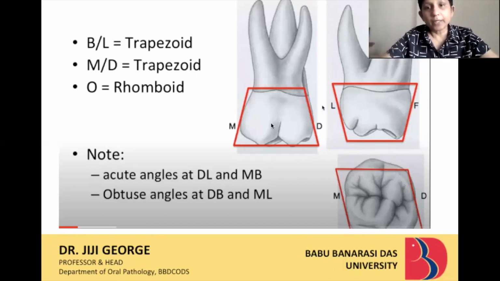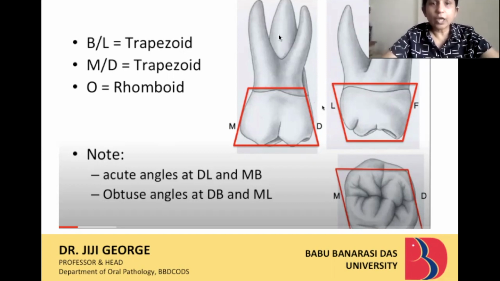For example, this is the buccal aspect. From the buccal aspect, we have all the three roots visible. The largest root is the palatal root, which is behind, so you can't see it in its entirety. Now the crown from the buccal aspect looks like a trapezoid with the shorter side near the cervical line and the longer end at the occlusal line.